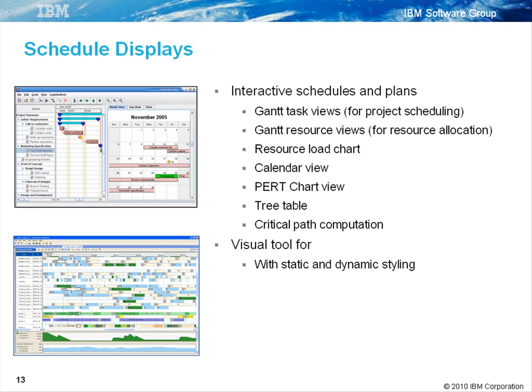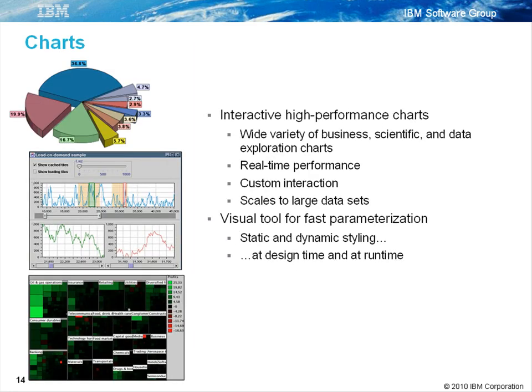The top image shows a Gantt for project scheduling along with a calendar view. The bottom image shows a more sophisticated example, what tasks the equipment in a factory is scheduled to perform. Other views included are a calendar view, PERT chart view, and a tree table. A basic critical path computation is also provided. Like all the other displays, the Gantt displays also have a point-and-click configuration tool to set the basic display parameters.